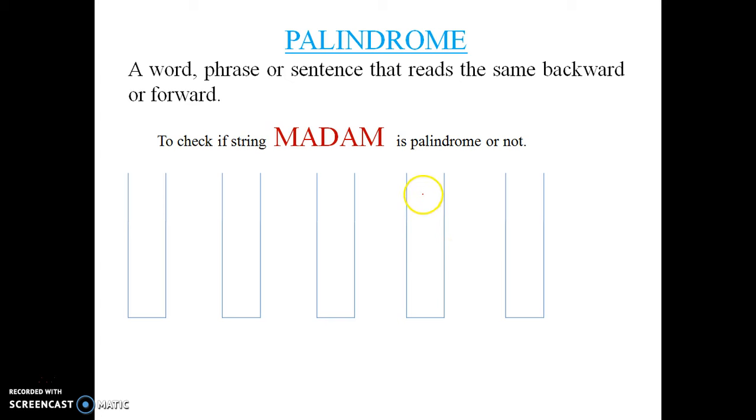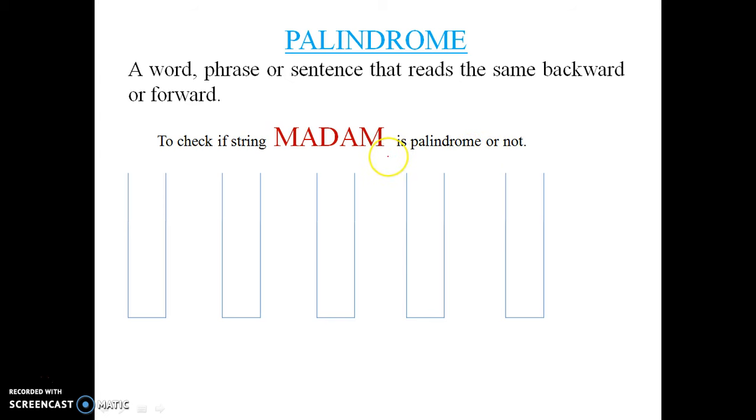We now move on to the next problem, that is palindrome checking. What is a palindrome? A palindrome is any word, phrase or sentence that reads the same backward as well as forward. The question is to check if the string madam is a palindrome or not.